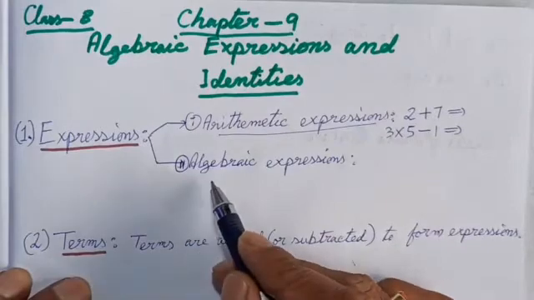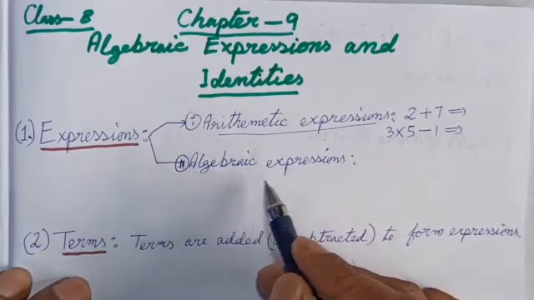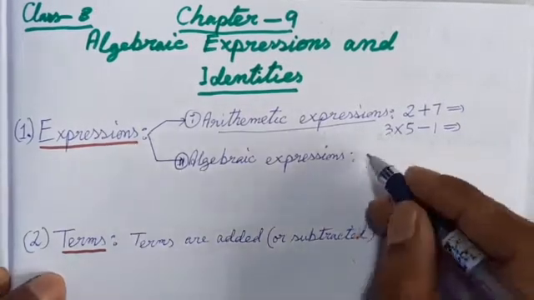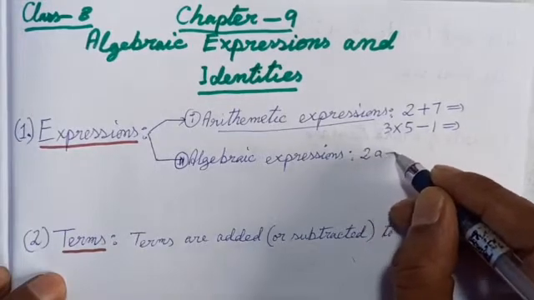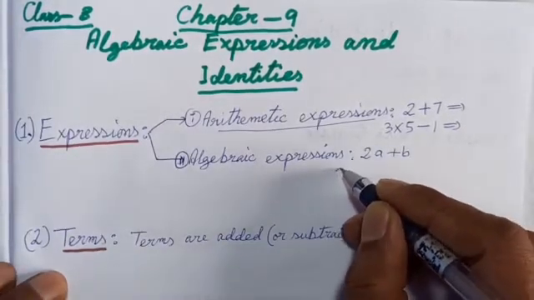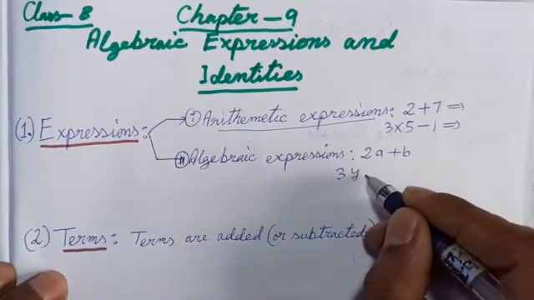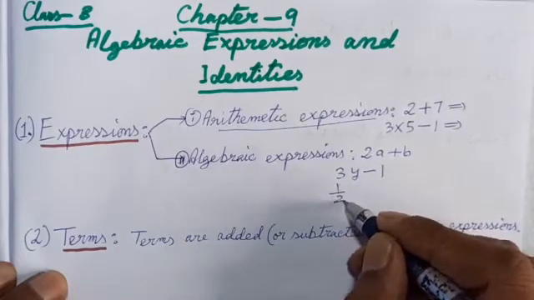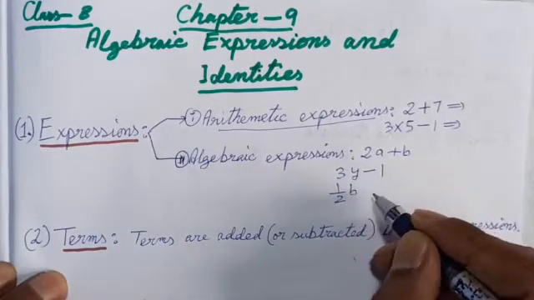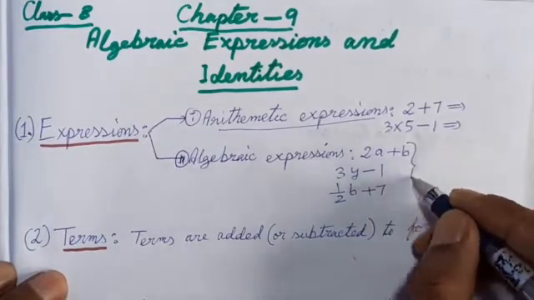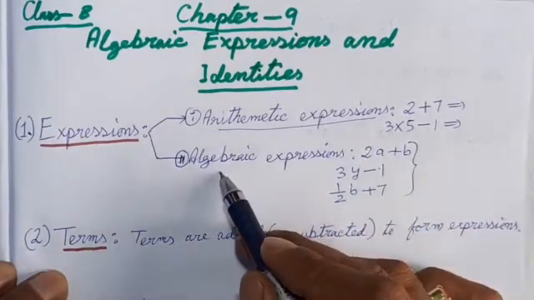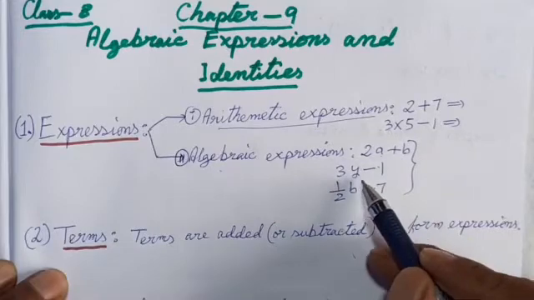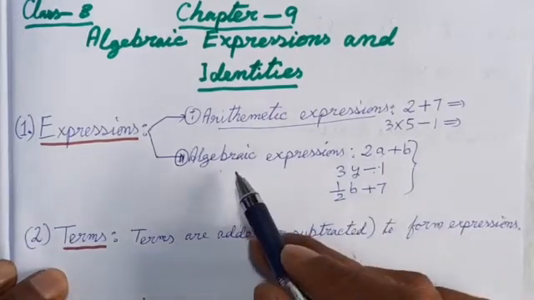Now, the second one, algebraic expressions. In an algebraic expression, we use English alphabet letters as symbols. Suppose I write 2a plus b, or 3y minus 1, or 1 by 2 b plus 7. This type of expression is called an algebraic expression because we are using English alphabet letters as symbols. Here I'm using a and b, here y, here b. So these are examples of algebraic expressions.